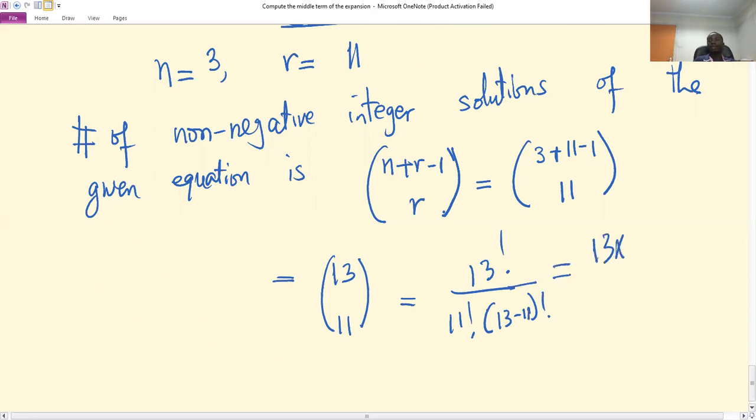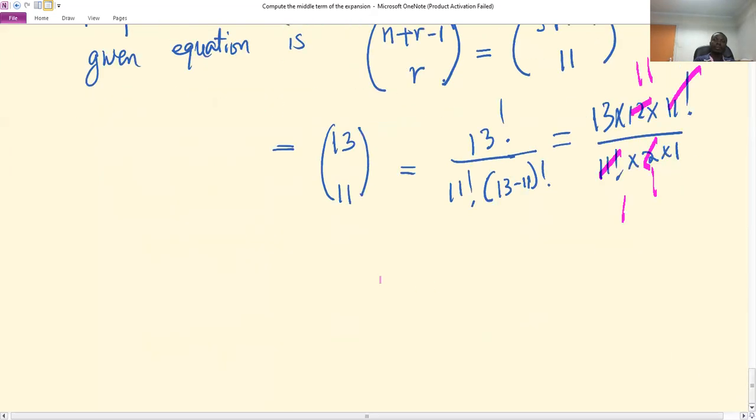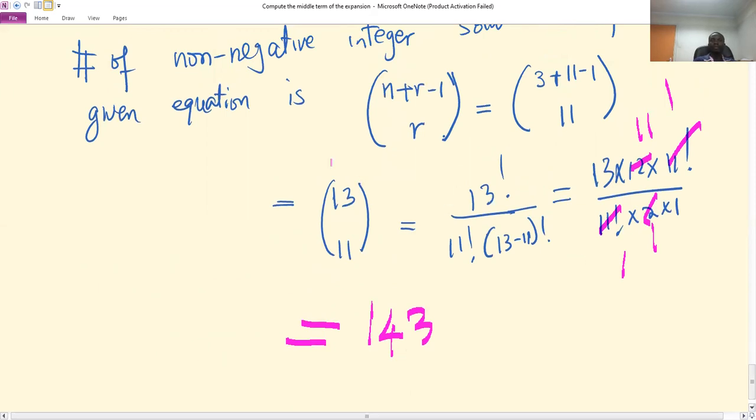which is 13 times 12 times 11 factorial over 11 factorial times 13 minus 11, which is 2 factorial, that is 2 times 1. Now this and this cancel out. And we get 13 combination 11.